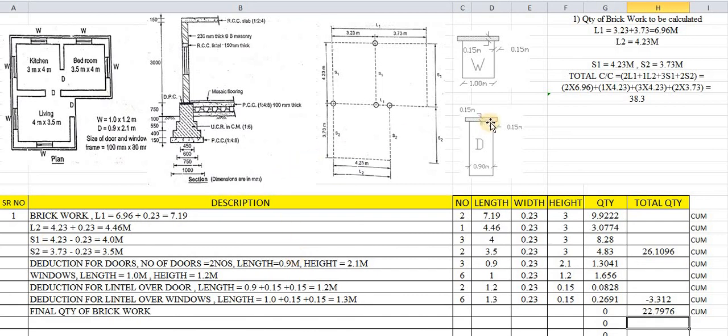So in today's lecture we will end. The most important thing in today's lecture, we have covered the quantity of brickworks, which is very important. We have drawn these figures for doors and windows, lintels also. So these two figures are also important in order to find out the quantity of brickworks. So how have we calculated the quantity of brickworks? By long wall short wall methods. So the quantity comes to be 22.7976, the final quantity of brickworks after all deductions.